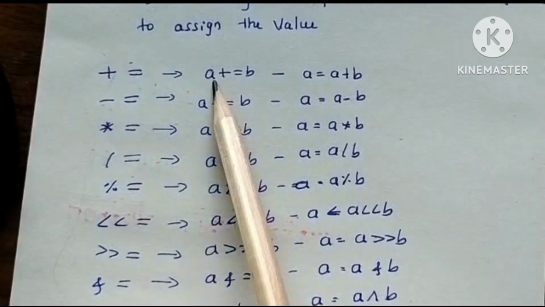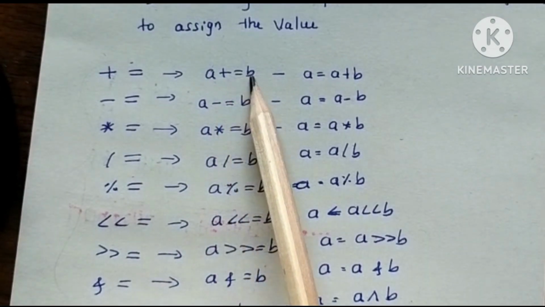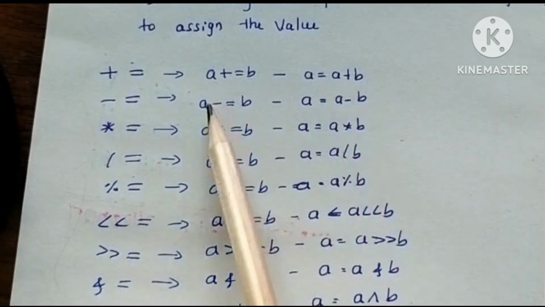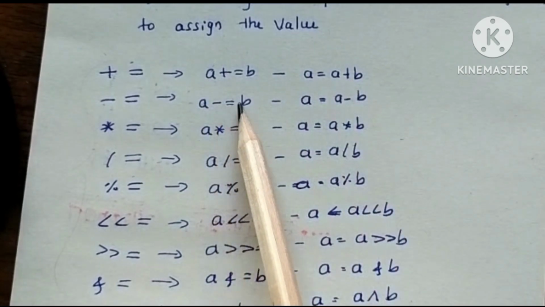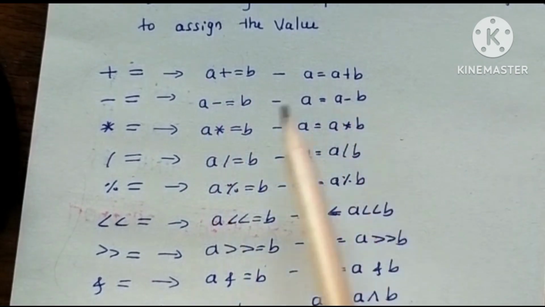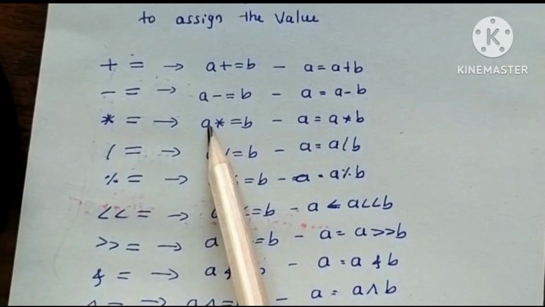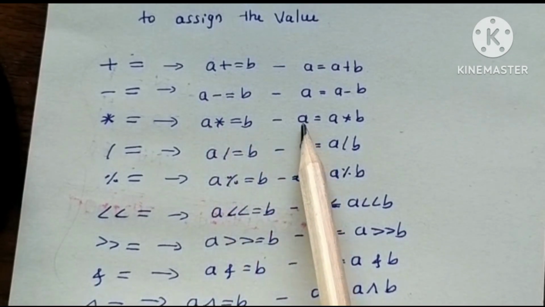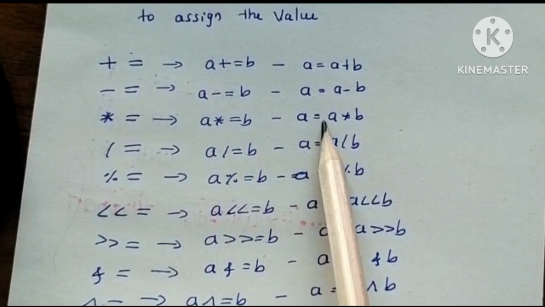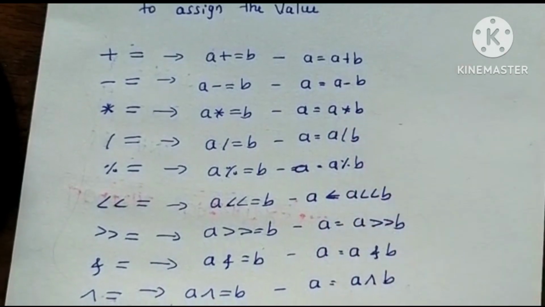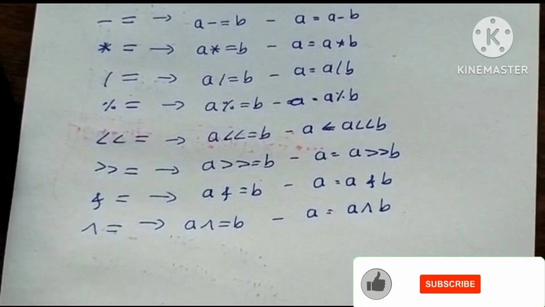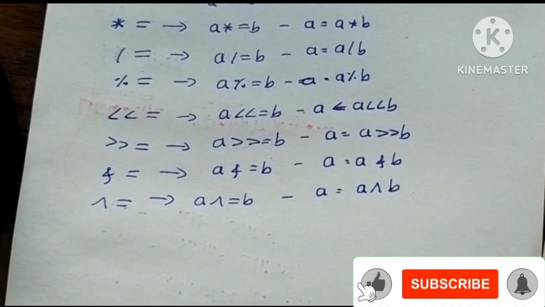This is an example. A plus equal to B means you can assign A equal to A plus B. A minus equal to B means A equal to A minus B. A multiplication equal to B represents A equal to A into B. So like this, these assignment operators assign the values.